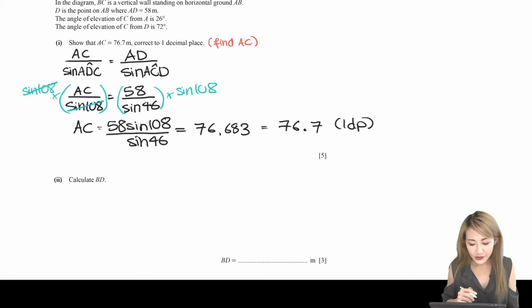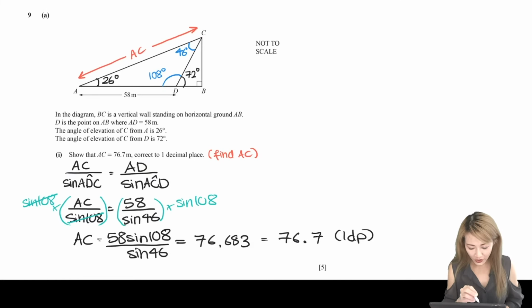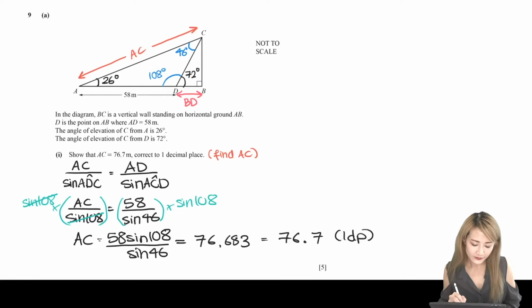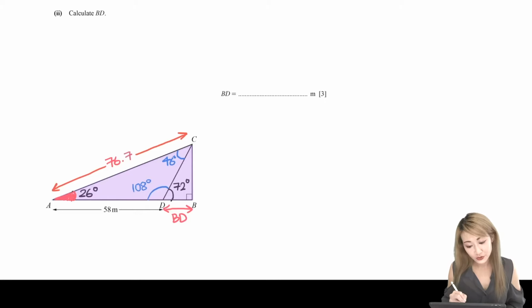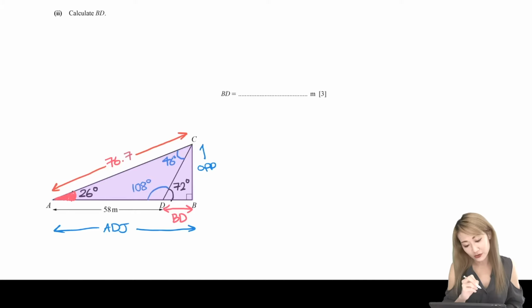2. Calculate BD. BD is the side over here. So if we look at the diagram, we have a right angle triangle, and we know that AC is 76.7. And we have an angle inside the right angle triangle other than the right angle, which is 26 degrees. So we should be able to use trigonometry. So AB is the adjacent side, and CB is the opposite side to angle 26 degrees.